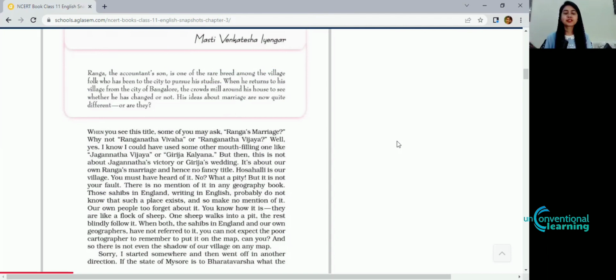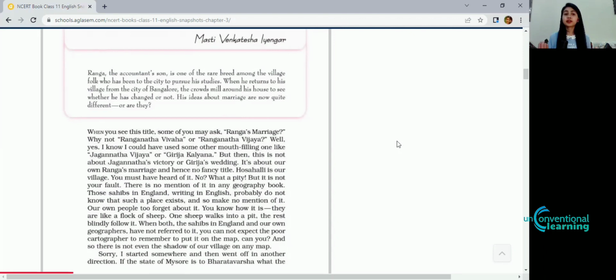Okay, so now when you see on the screen, it is written that Ranga, the accountant's son, is one of the rare breed among the village folk who has been to the city to pursue his studies. When he returns to the village from the city of Bangalore, the crowds mill around his house to see whether he has changed or not. His ideas about marriage are now quite different.